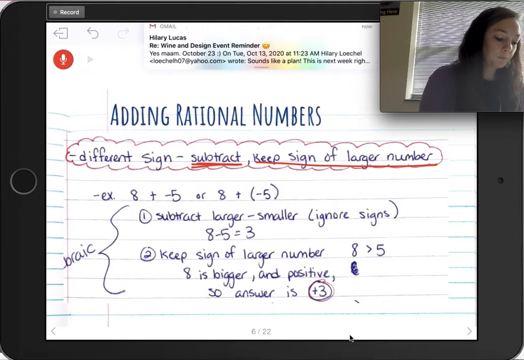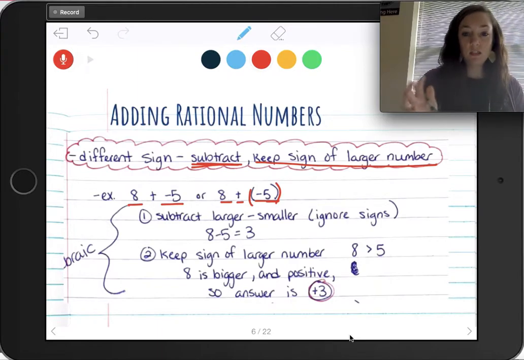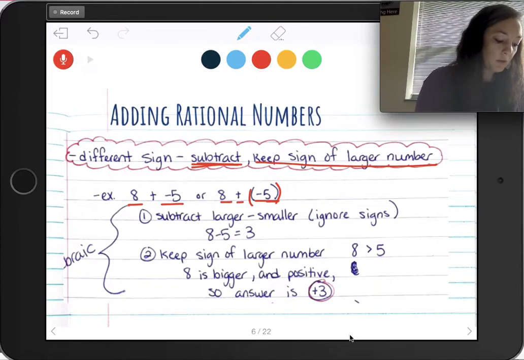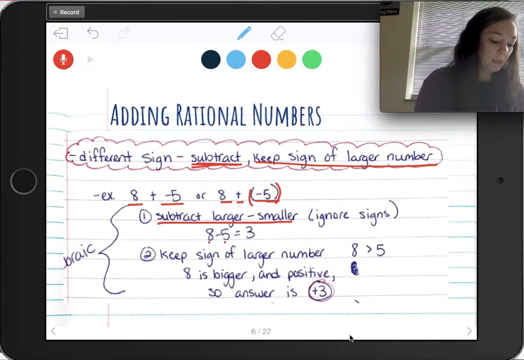So I have 8 plus negative 5. Or I might have it written 8 plus negative 5 with that negative 5 in parentheses. That's the exact same thing, but sometimes you might see it in parentheses to separate it from the plus sign, okay? So, first thing we're going to do is subtract the larger minus the smaller number. So we're going to do 8 minus 5. Well, 8 minus 5 is 3. Totally cool. Now we're going to keep the sign of the larger number.